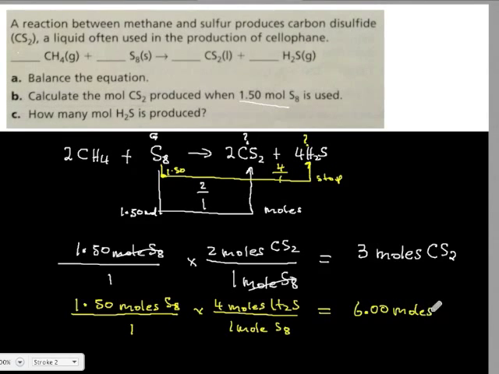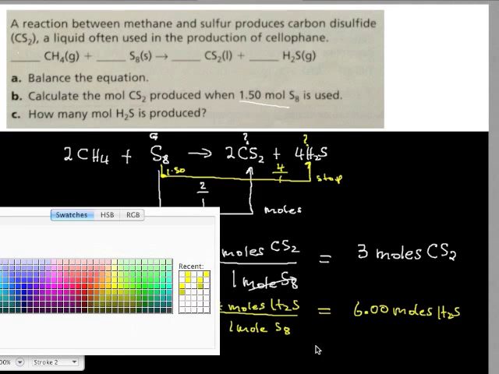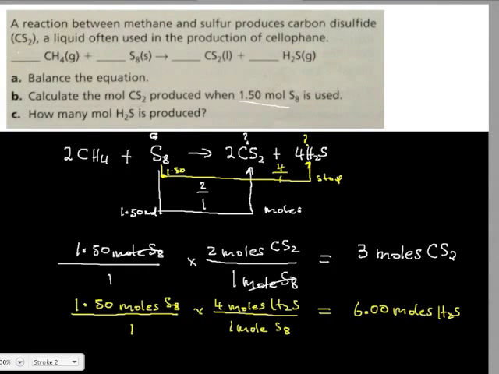moles of H2S. Check your significant figures. Here we have 3, so we need to add decimals here to match our significant figure. So I want to say 3.00, and here you have 3. I already have 3, so we're good.